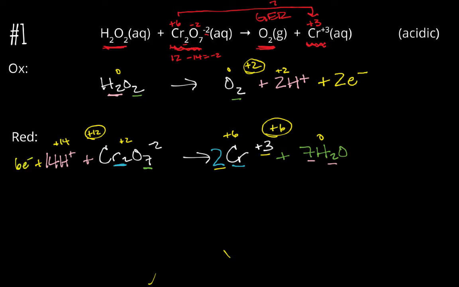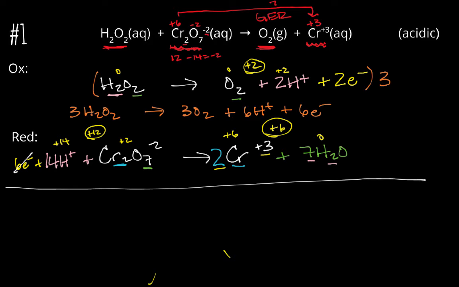Okay, so then I have to take care of what's going on up here. I need to make this 2 electrons up here be 6 electrons, so I'm going to have to multiply everything by 3. So then I have 3 H2O2 gives me 3 O2 plus 6 H plus 6 electrons. Then I can add it all together.